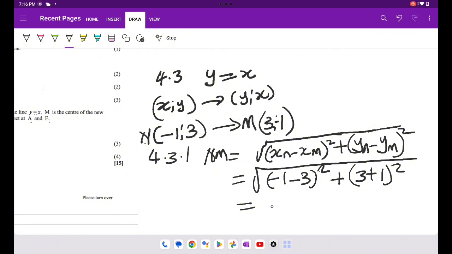So -1 minus 3 is -4, squared is 16. 3 plus 1 is 4, also squared 16. So 16 plus 16 is 32. So our answer is the square root of 32. You can even rewrite it as 4 root 2. Right, that is the length of NM.